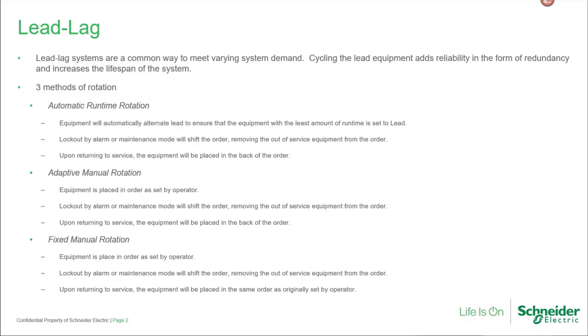So in a case like that, you might see your chiller 2 shut off and chiller 1 try to come on at the same time. So just keep in mind in fixed manual rotation, the operator really has to keep an eye on what they're doing in the system. Whereas in an adaptive manual rotation, we're preventing those hot swaps from happening.